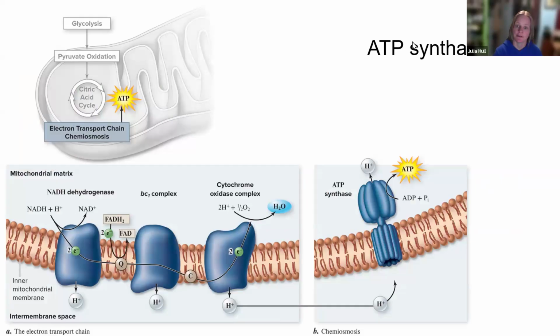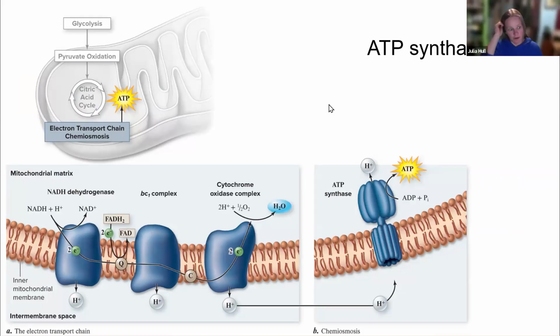Okay, so let's have a little look at what's going on in this inner membrane of the mitochondria. Here are our phospholipid bilayers. On this little diagram, this side is the matrix of the mitochondria, where the citric acid cycle is taking place. And on this side is the space in between the two membranes, so we're going to call that the intermembrane space.